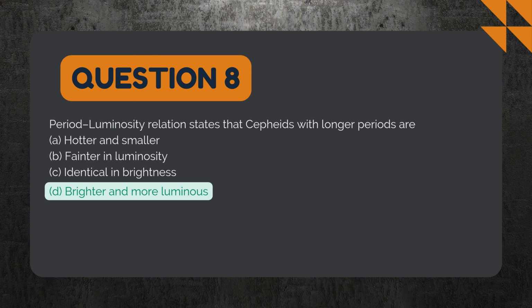Correct answer is D. Longer period implies higher luminosity, as discovered by Henrietta Leavitt in 1912 while making observations of Cepheid variable stars in the Magellanic Clouds.